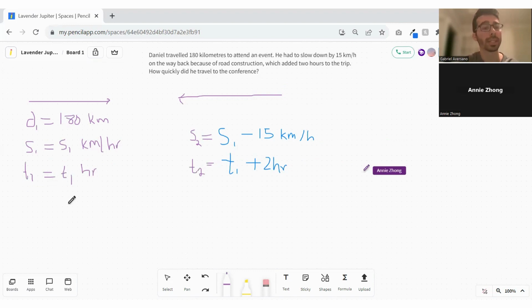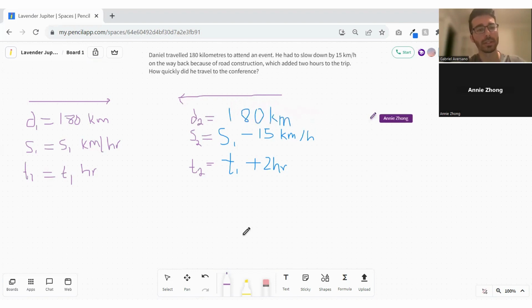So this is good. On the way there, we know the distance, the speed, and the time. On the way home, we know the speed and the time. What is the distance? The distance will be the same because there's no difference in the length of his travel between the trip to the event and back. So we're making a little bit of an assumption. Even though there was construction, we assume they take the same route. So it took 180 kilometers to get there, and it's going to take 180 to get back. 180 here.